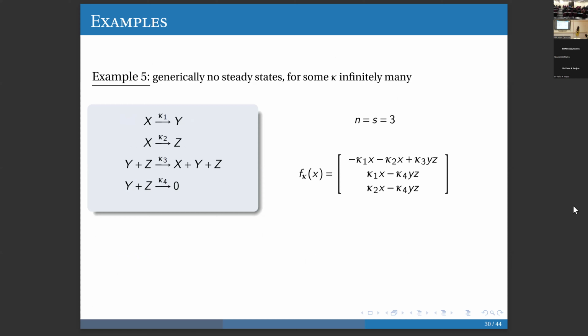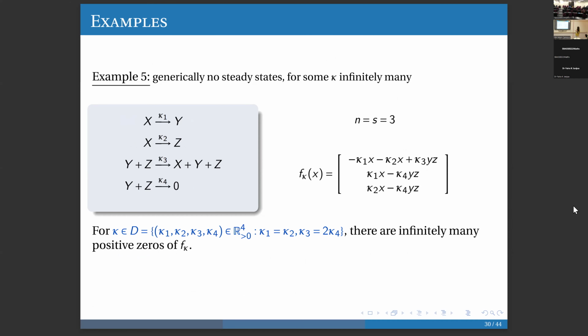And the same thing for this one. In this one, I have infinitely many positive zeros for some values of the k's. It's a square system, so I'm not looking at compatibility classes, but I will still have infinitely many solutions for some values, but it's a closed subset of parameter space. The problem is that generically, outside of this subset, there are no positive steady states at all.